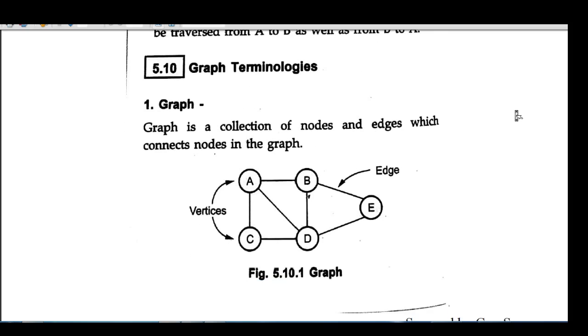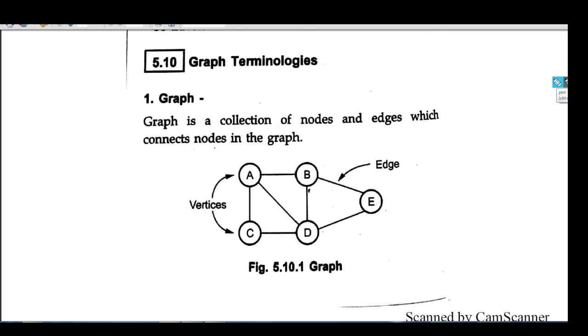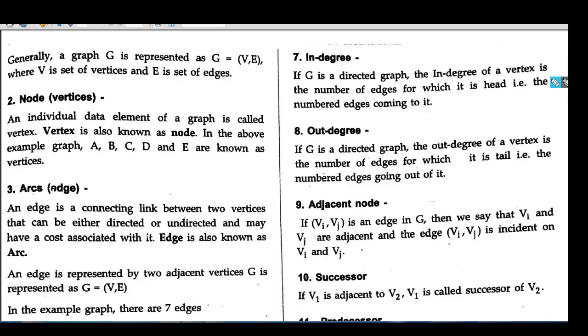Easy. Now, as usual, we will see the graph terminologies. First, we will see the graph. A graph is a collection of nodes and edges which connect the nodes in the graph. So in this diagram, these are the vertices and these are the edges, right? Then we will see what a node is. An individual data element of a graph is called a vertex. Sometimes it is also called a node. Vertex is also known as node. In the above example, A, B, C, D and E are known as vertices, which we have already seen.